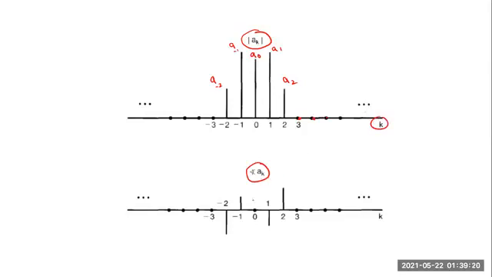And this is the phase part. So constant signal, its phase is 0. And then this A1, its phase is negative. A minus 1, its phase is positive. A2, its phase is positive, and A minus 2, its phase is negative. So you can see this is the magnitude spectra, and this is phase spectra.